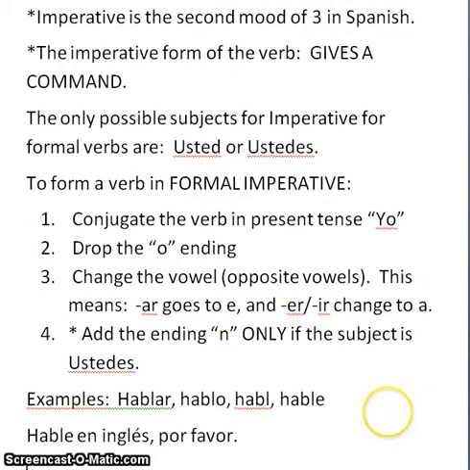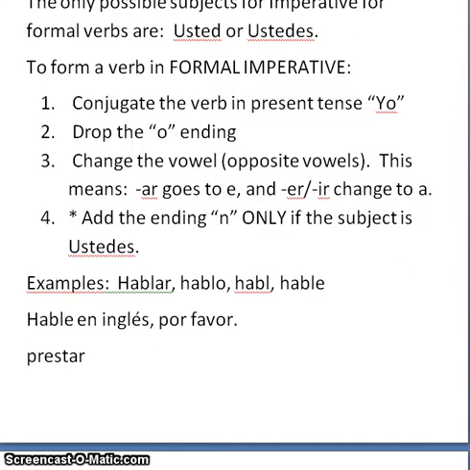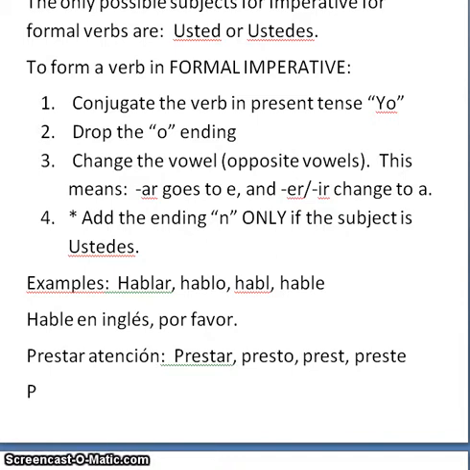Let's do another one. How about prestar? Prestar atención. Okay, so the verb is prestar. Presto, drop the O, change the vowel. Good. Let's use it in a sentence. Preste usted atención. Pay attention.